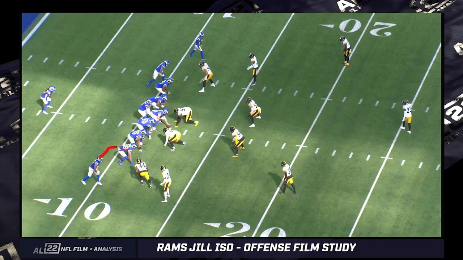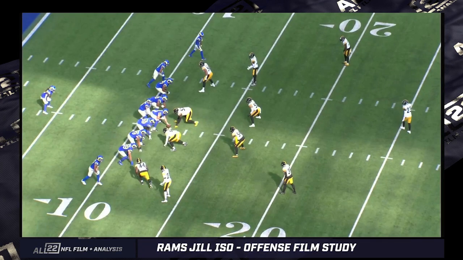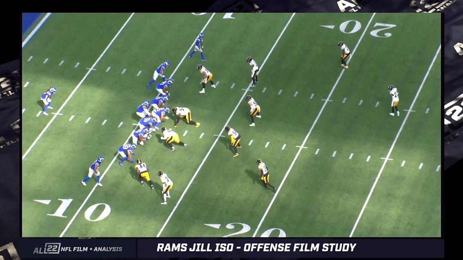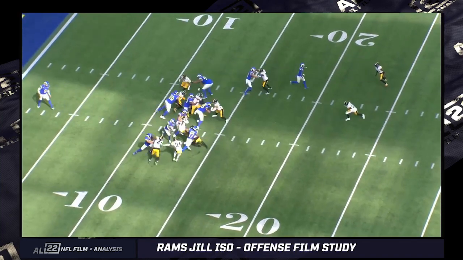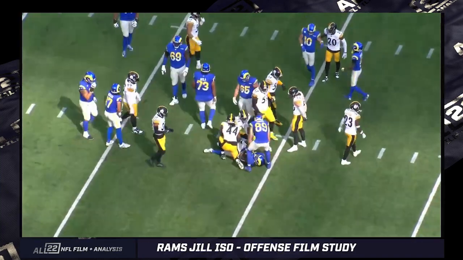Nacua is a little bit wider, still going to insert. He's going to go up and get Minkah Fitzpatrick, 39. So again, they're forcing the boundary side corner, in this case Joey Porter Jr., to get involved. They've got a typical or traditional look, the 3 and the 9. Watch Porter's eyes for a moment. So his key is Nacua, naturally.